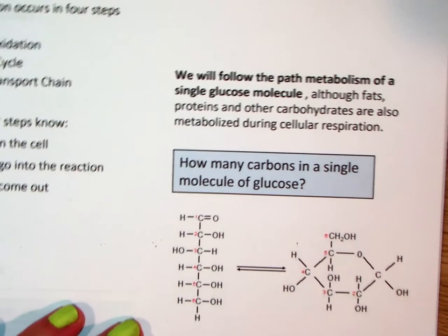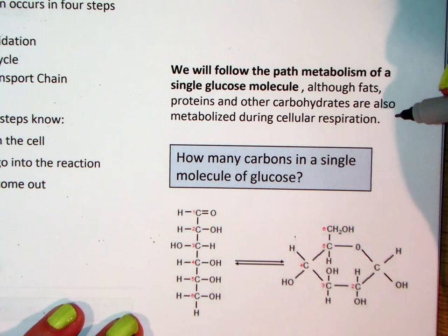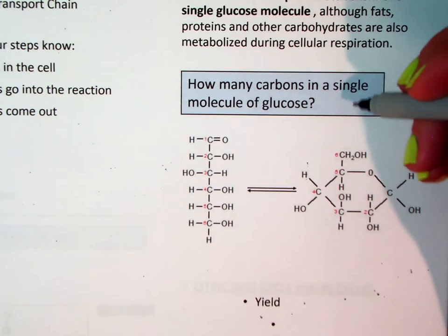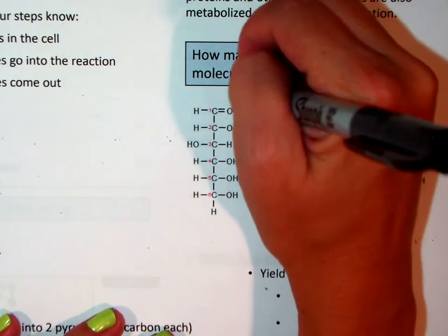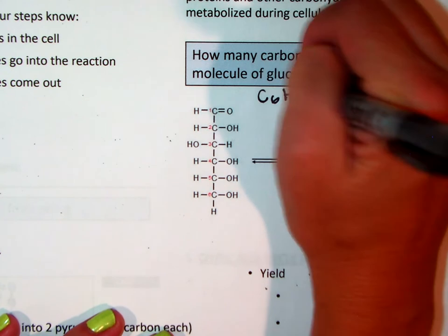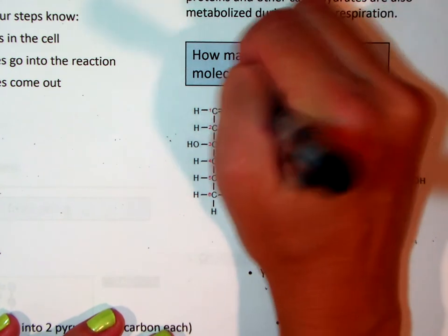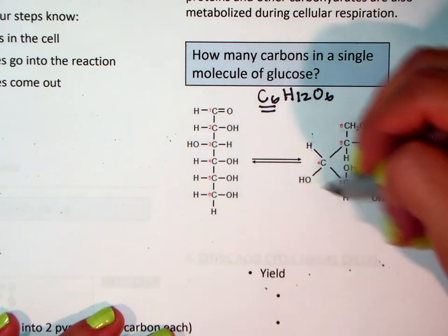So, for explaining this today, we're going to follow the metabolism of a single glucose molecule, although we mentioned that fats, proteins, and other carbs are also metabolized during cellular respiration. If we look at how many carbons are in a single molecule of glucose, its formula is C6H12O6. So we've got 6 carbons. And its molecular structure looks like this.